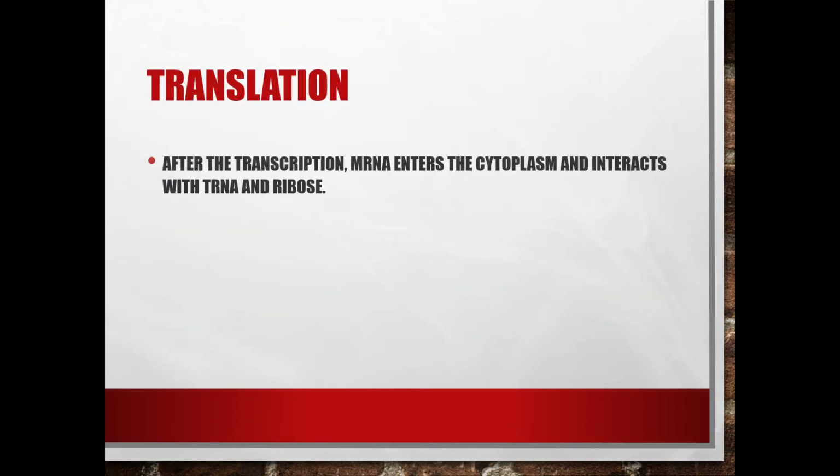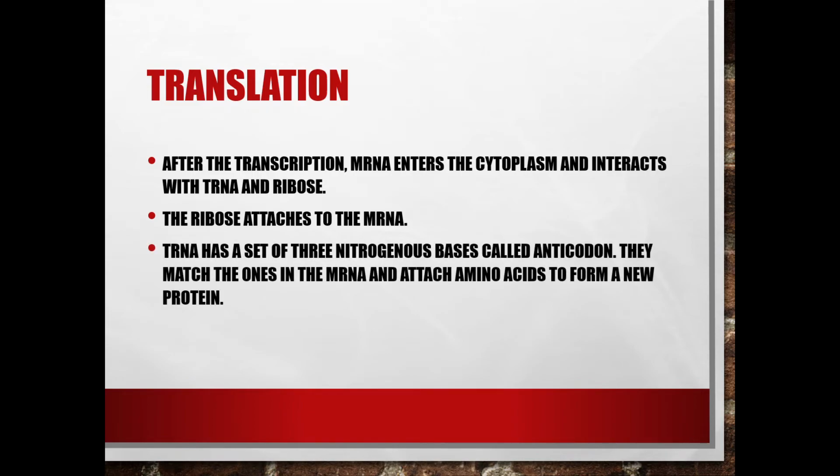Let's continue. Translation. So after the transcription, a messenger RNA enters the cytoplasm. It interacts with transfer RNA and ribosome. Just like we have been studying so far, the ribosome attaches to a messenger RNA. So the ribosome is very important because remember that we mentioned the amino acids just before? The ribosome is in charge of putting all of the amino acids together. Okay? And transfer RNA has a set of 3 nitrogenous bases called anticodon. They match the ones in the messenger RNA and attach amino acids to form a new protein.